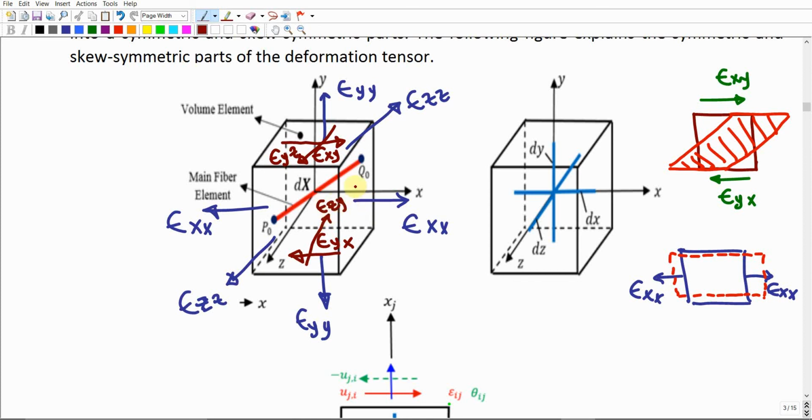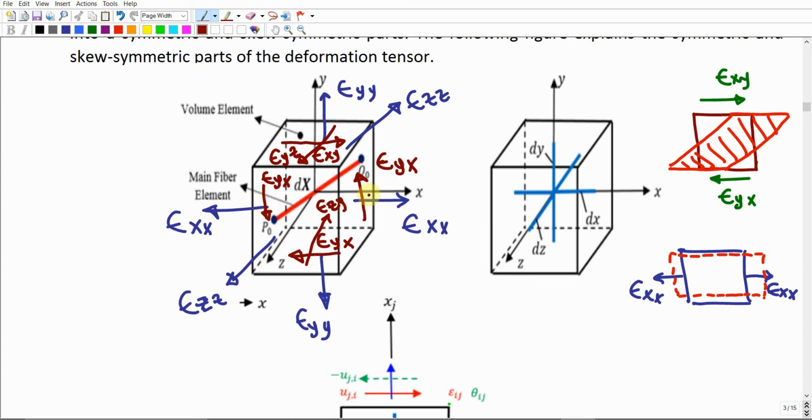The same thing here, we're going to have one component that is perpendicular to x but parallel to y, so it's going to be the epsilon xy, and in the opposite direction we're going to have here the epsilon yx or xy. It doesn't matter. For the strain, this should be epsilon xy, and this one should be epsilon yx, right? And we're going to have here the epsilon yx in this way.